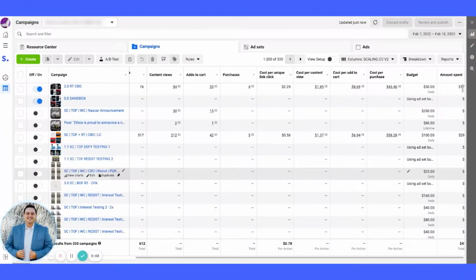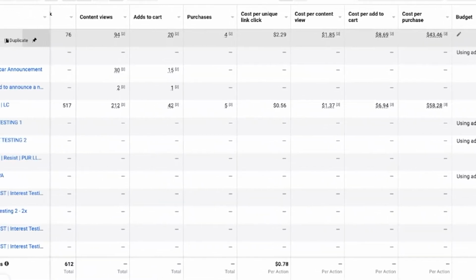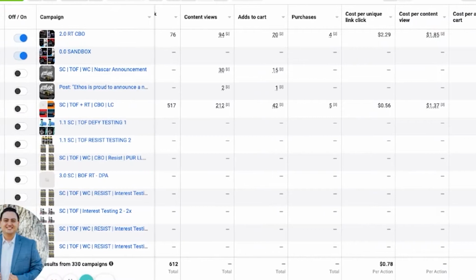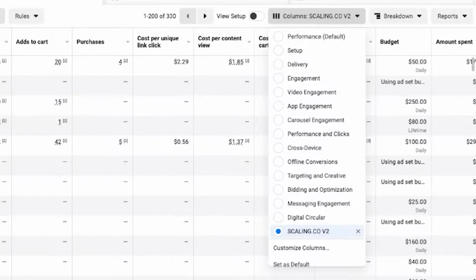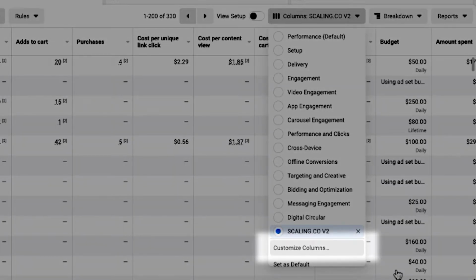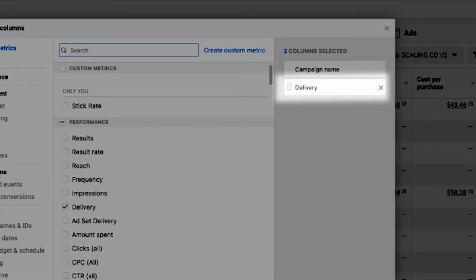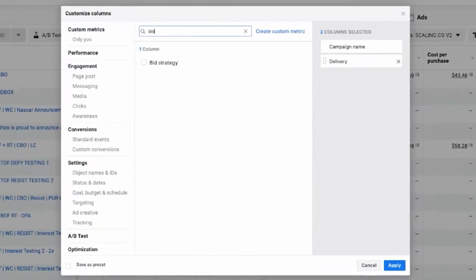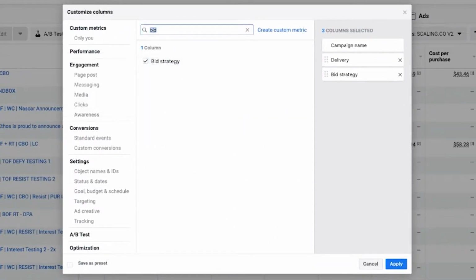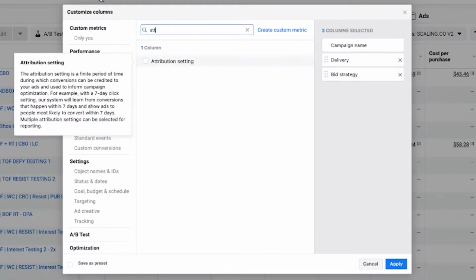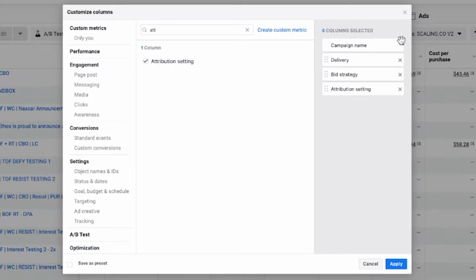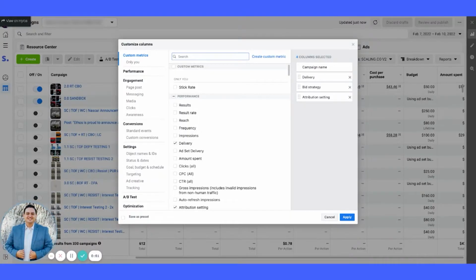All right, guys, let's get started setting up a custom column inside of the Facebook Ads Manager. I'm also going to show you the exact metrics that we're going to look at today. This columns drop down, click customize columns. We have delivery there as the first one. And then the next thing that we're going to look for is bid strategy, attribution setting. So whether we're doing 7 day click or 7 day view, 1 day click. And then we have budget.